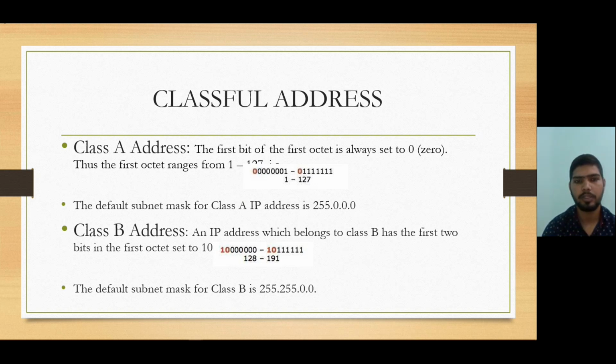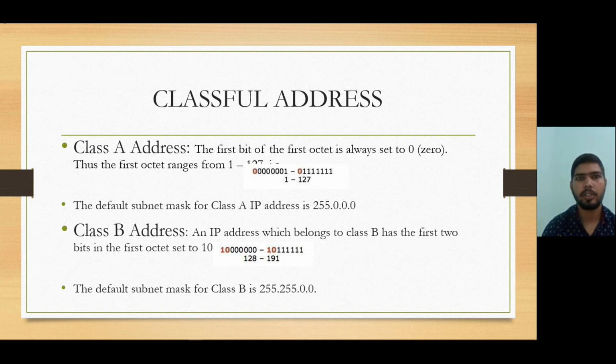Class B address. An IP address which belongs to class B has the first 2 bits in the first octet set to 10. The range of class B addresses is from 128 to 191. The default subnet mask for class B is 255.255.0.0.